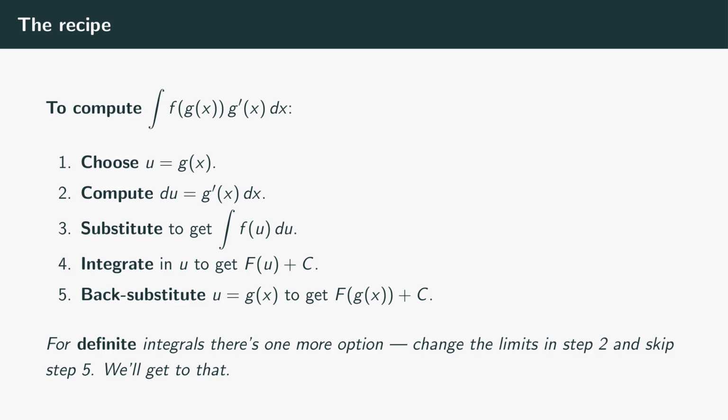Substitute throughout the integral so that everything is in terms of u and du, no x's should remain. Integrate in u, which by assumption is easier than the original problem. And finally, back substitute. Replace u by g of x everywhere in your answer. That gives you an antiderivative in x, which was what the question asked for.